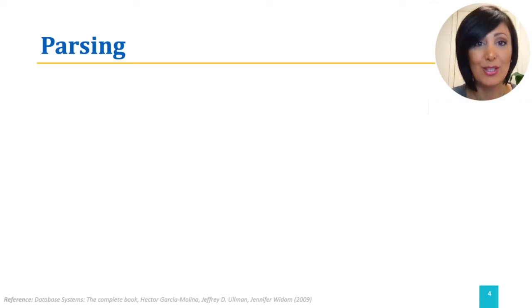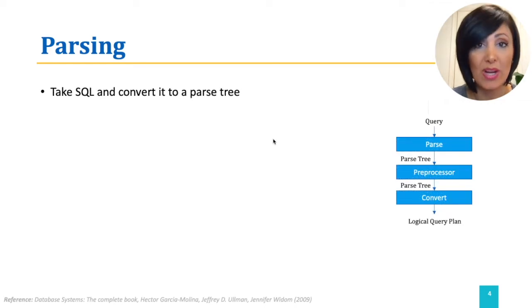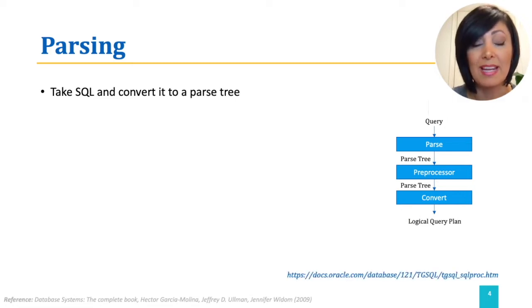So let's start with the parser. The role of the parser is to receive SQL queries and convert them to a parse tree. After parsing, pre-processing and converting the parse tree to an initial logical query plan also usually happens within the parser. As I mentioned before, these building blocks are representative and not exactly the same in all database management systems. For example, you can find Oracle's query processing diagram in the link below.